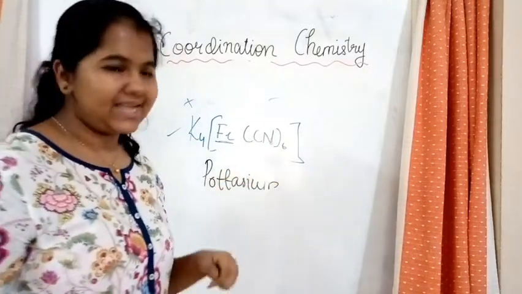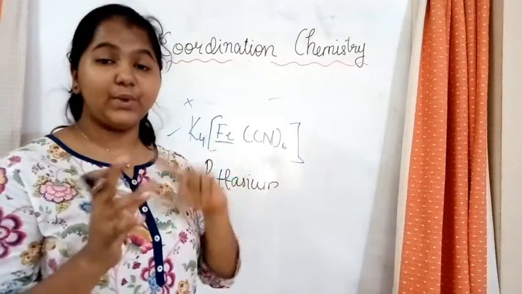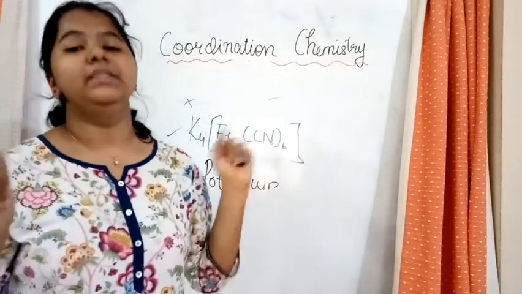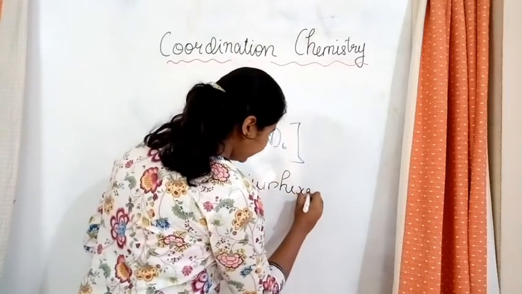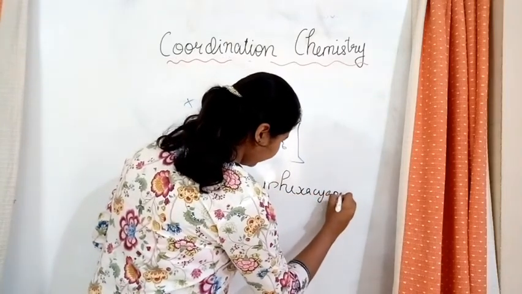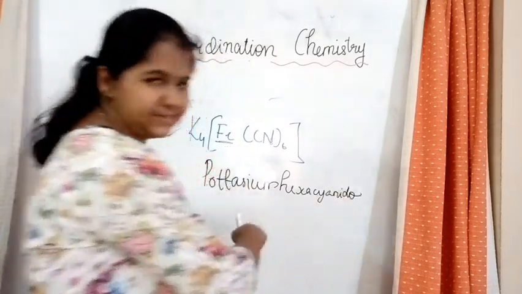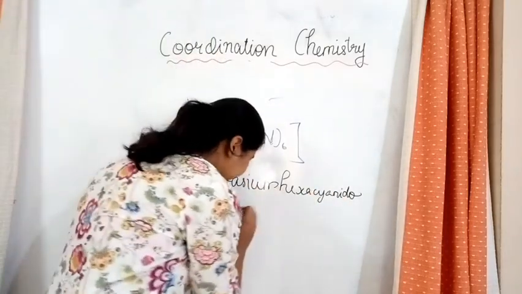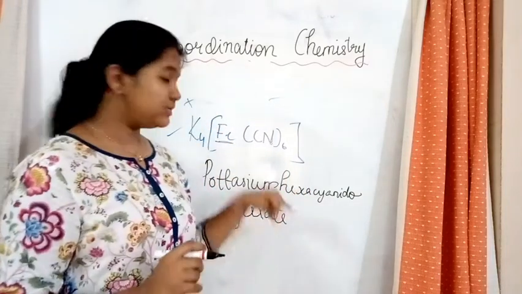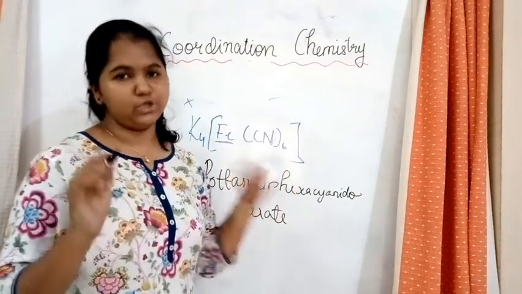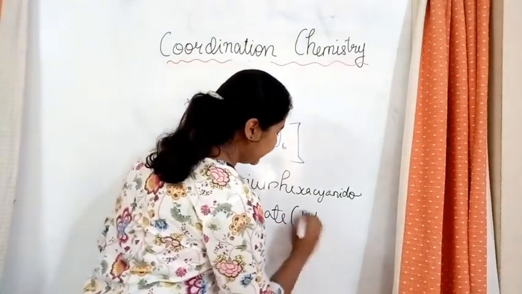So how many cyanido ligands are there? There are 6 of them. So how would you write it? There are 6 cyanido, that is hexacyanido. Potassium hexacyanido. Then what would we write? There is no space, I am writing it down. Then we will write it as ferrate. So I told you we have to mention the oxidation number in the bracket in Roman numeral. So let's write that. That is III.